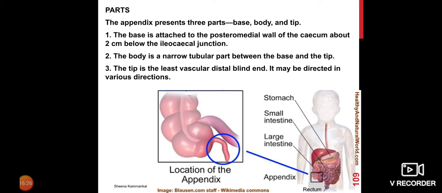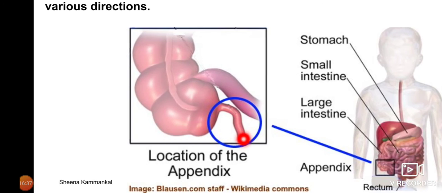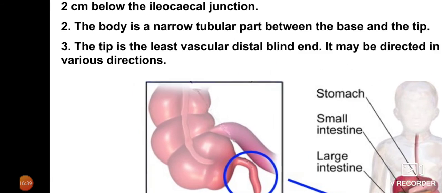While seeing the parts of the appendix, it consists of a base, body and tip. Base is the attached portion. This is a body. Tip is the lower end, lower free end. This is a tip. This is a body and this is a base.